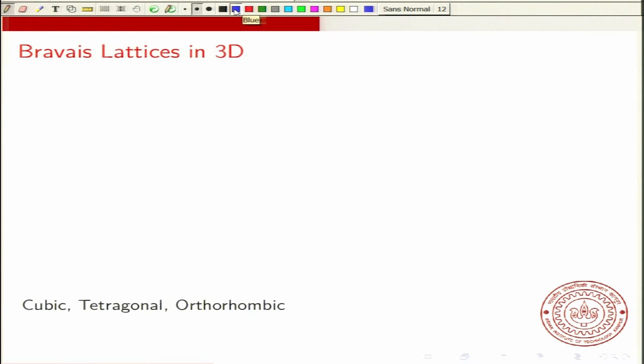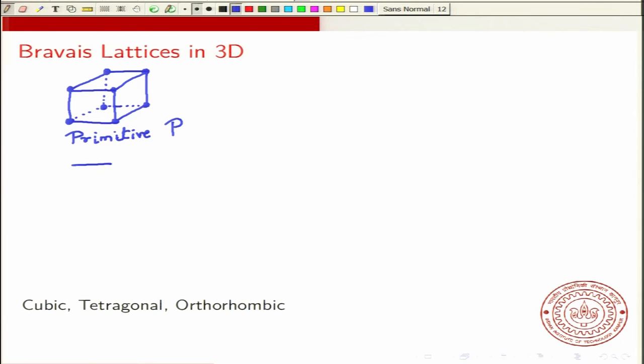Now, if you classify based on the crystal system, you have cubic, tetragonal, orthorhombic, and corresponding to these, there are Bravais lattices. There's a set of cubic Bravais lattices. So, let me show a typical cubic cell. I'm just showing the unit cell for these cubic lattices. So, this is called the primitive unit cell, or we simply use the symbol P.